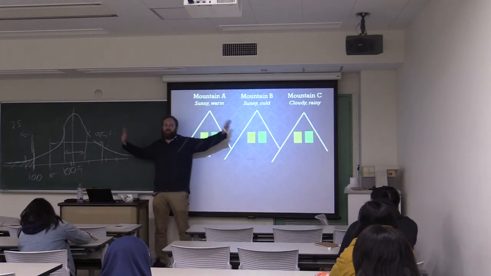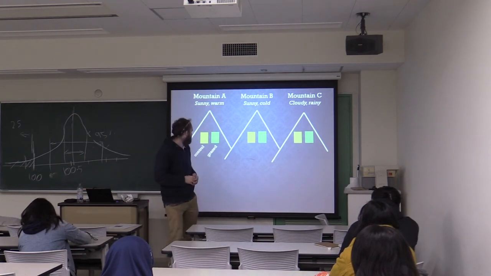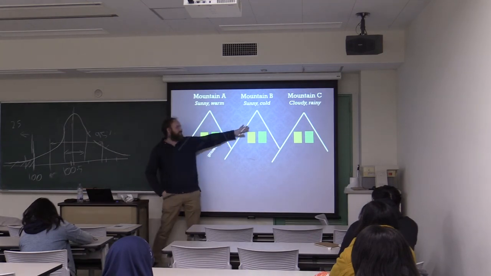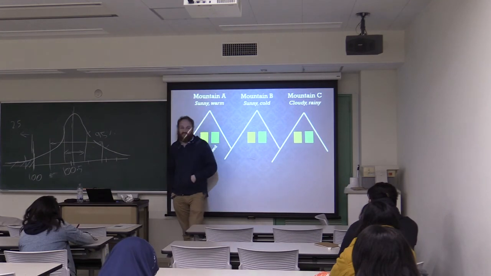You need to test this in different places to see if the conclusions hold up. So you've got 3 mountains. Mountain A is sunny and warm. Mountain B is sunny, but it's kind of cold. And Mountain C is cloudy and rainy.